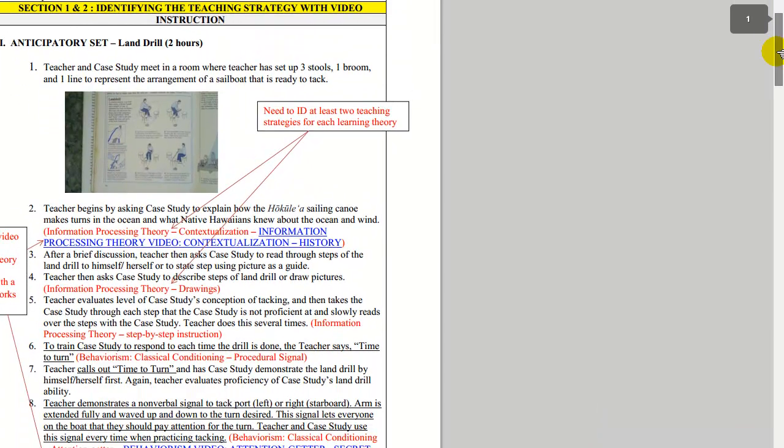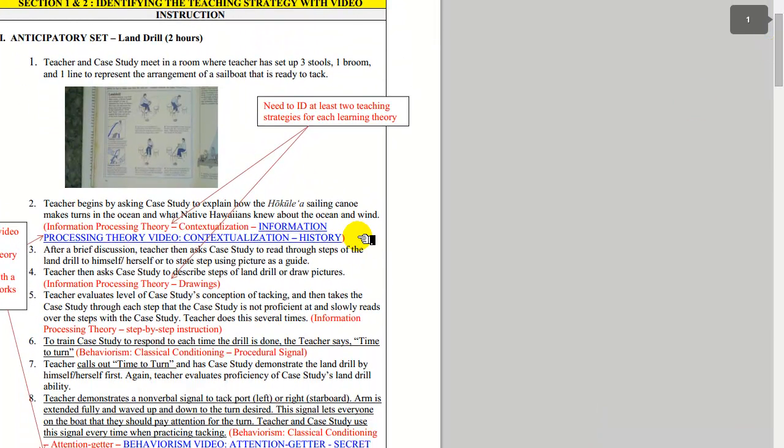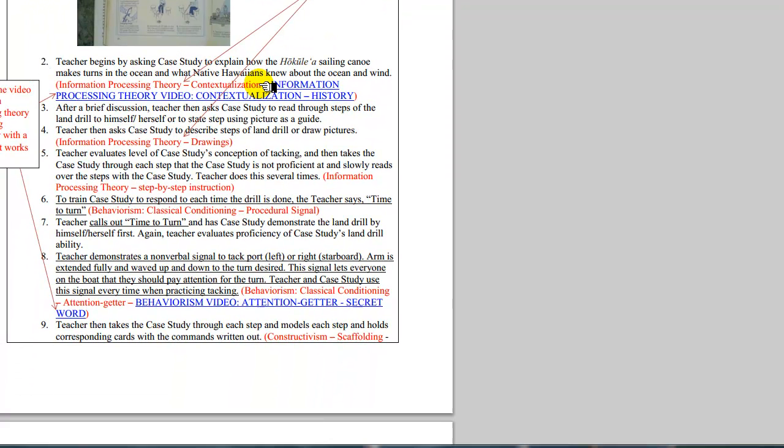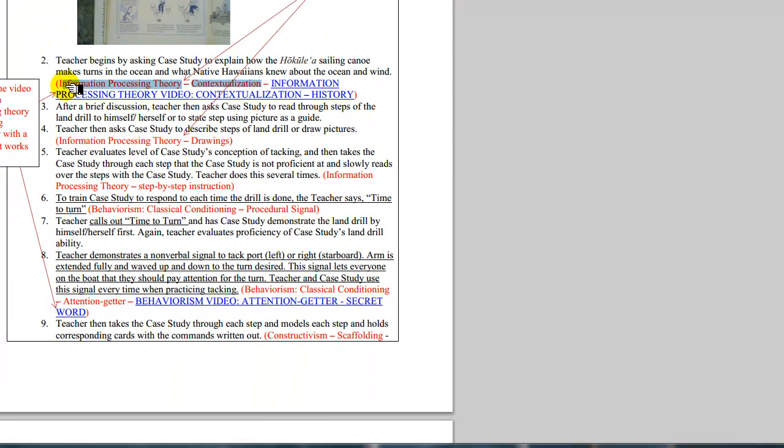It looks like a lot of words, but it's really handy because we get to see it right there in the middle of it. So here's a step where the teacher begins by asking the case study to explain how Hokulea, the sailing canoe, makes turns in the ocean, and what native Hawaiians know about the ocean and wind. And this is called contextualization. It's from information processing, where if we put something into a meaningful way, then we can process it better.